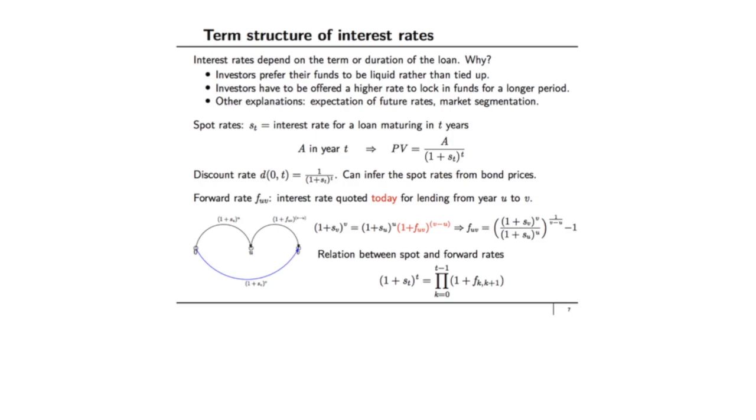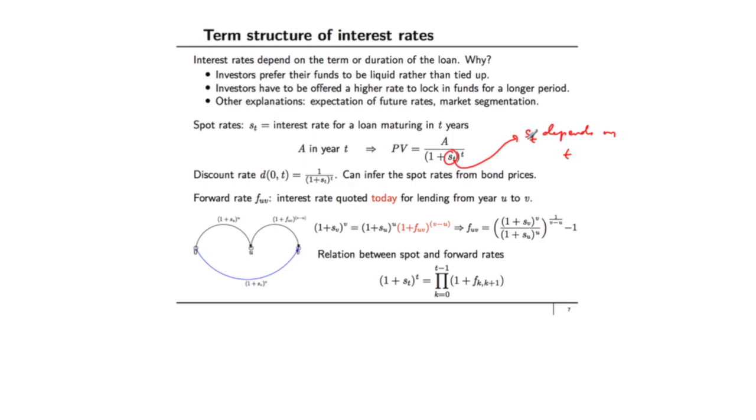This is the rate available today for a loan maturing in T years. So an amount A in T years, its present value is going to be A divided by (1 plus S_T) raised to the power T. Notice here, this S depends on T. So far, when we were doing the net present value calculation, we would have done A divided by (1 plus R) to the power T. Regardless of when the time is coming, the interest rate remains the same.